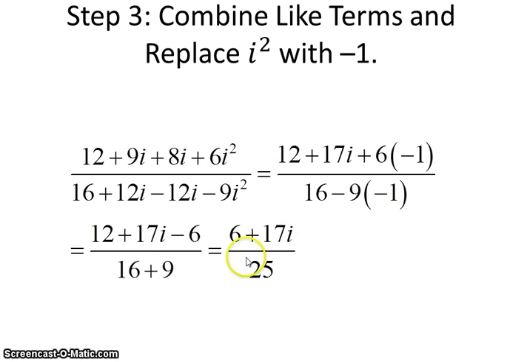So our combined answer is 6 plus 17i over 25. We've got our i's out of the denominator, which is what we wanted to do.